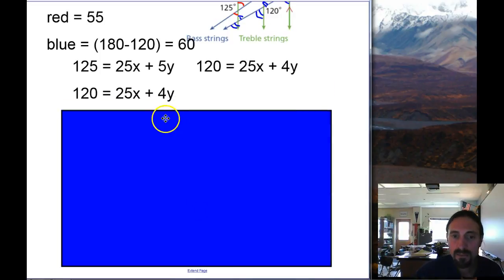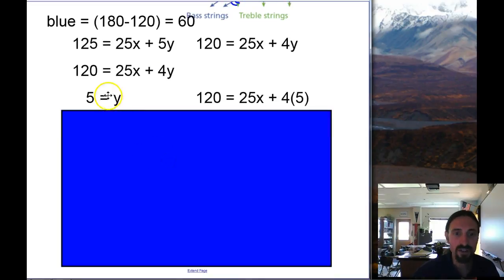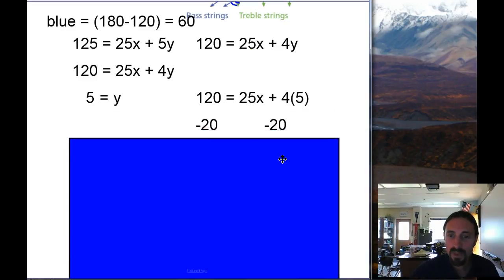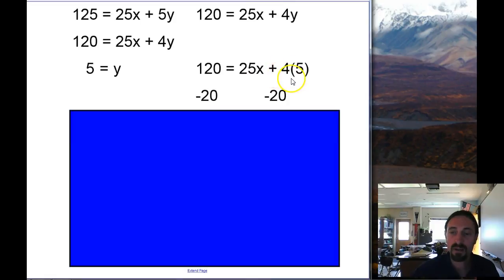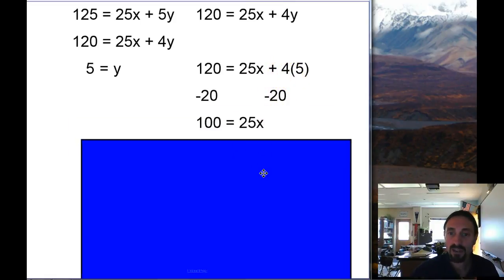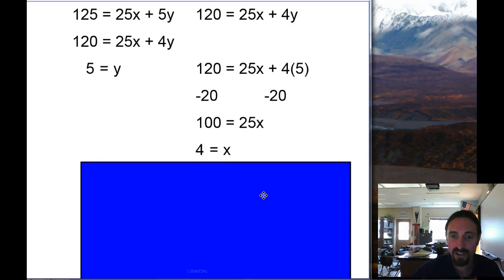Now, they made this problem pretty easy for you because if you notice, you have a 25x in both equations, which means when we do systems of equations, you can eliminate, you can substitute, you can subtract, you can graph them, you can do all sorts of things. But take a look at this. If I just subtract this equation, 120 equals 25x plus 4y, from 125 equals 25x plus 5y, the x's fall out, and I get 5 equals y. Well, that's really cool because then I can take 5, plug it back into either one of these equations. I chose this equation right here, and I get 5 times 4 is 20. So now I've got the equation 120 equals 25x plus 20. I'm going to subtract 20 from both sides, and that makes 100 equals 25x. Divide both sides by 25, and x equals 4.